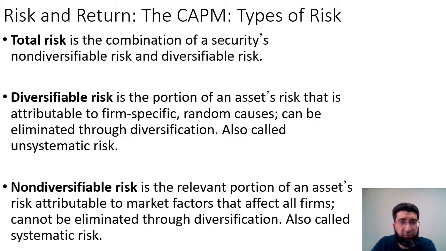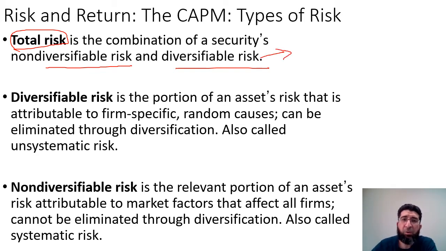Now let's discuss a few of the components, such as risk. So in the CAPM world, there is a concept of total risk. It is the combination of a security's non-diversifiable risk and diversifiable risk. From the previous session, we already know that diversifiable risk is the one where we have enough space in terms of correlation to separate and reduce the risk, while non-diversifiable risk will be the one where we cannot reduce the risk.